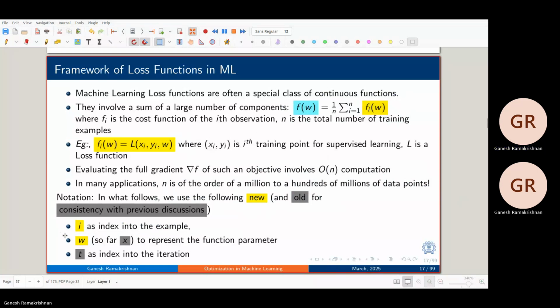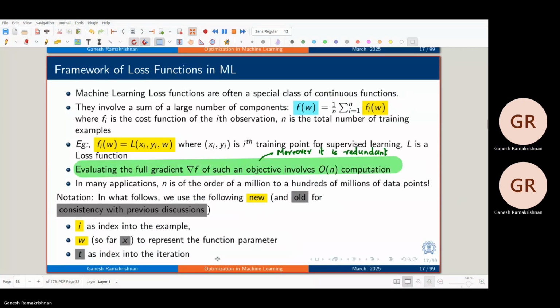W will represent the function parameter. X will be the example. So X will not be parameters anymore. And t is an index into the iteration. t was the index into the iteration also. So some of this will continue, but the W and i will be the new entries here. Okay.